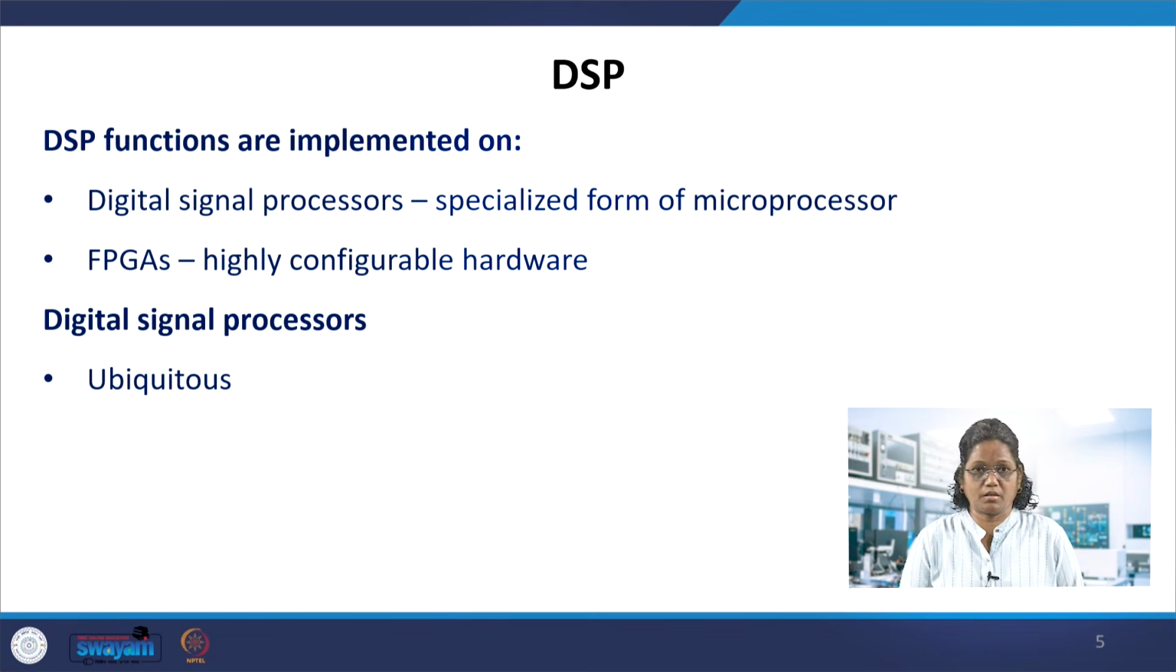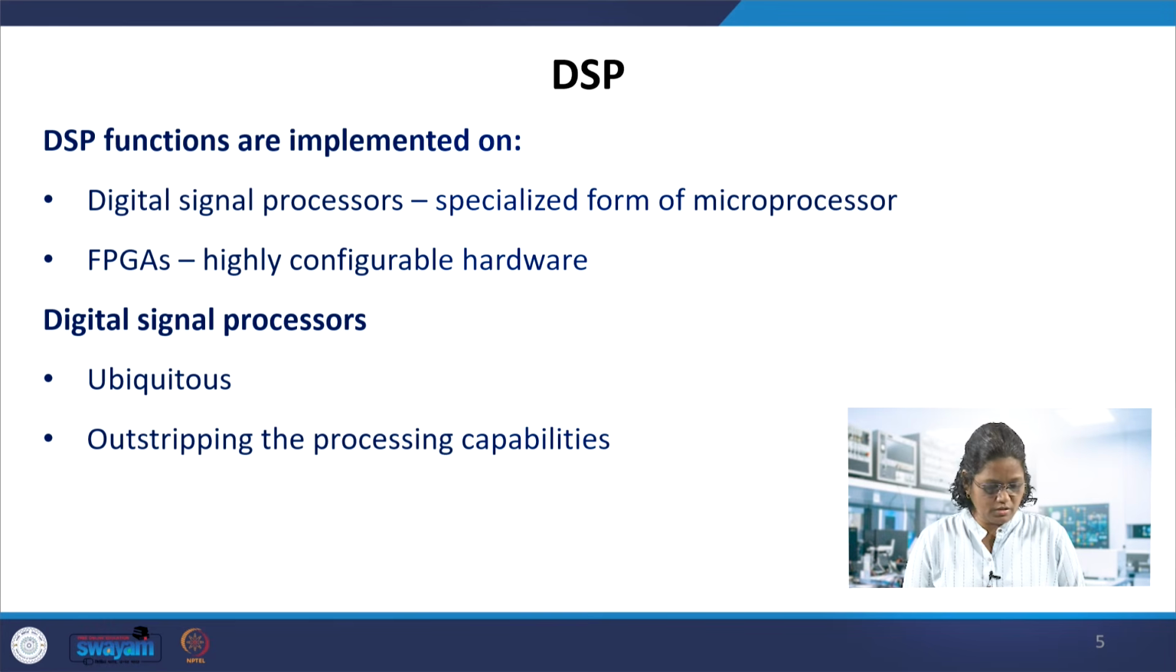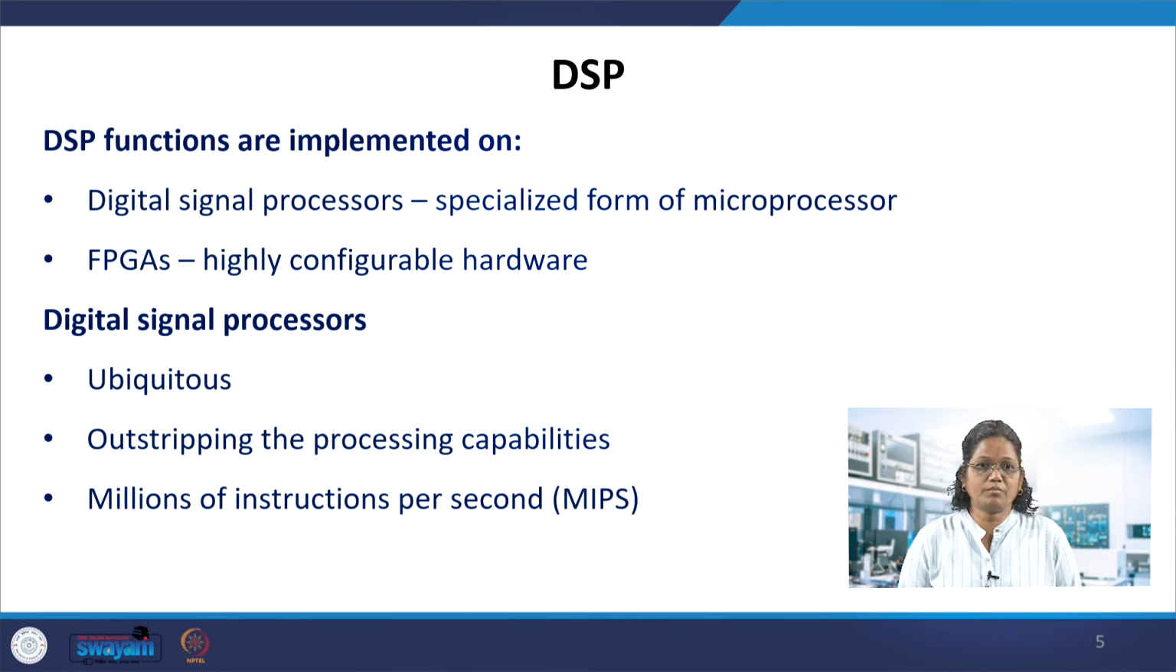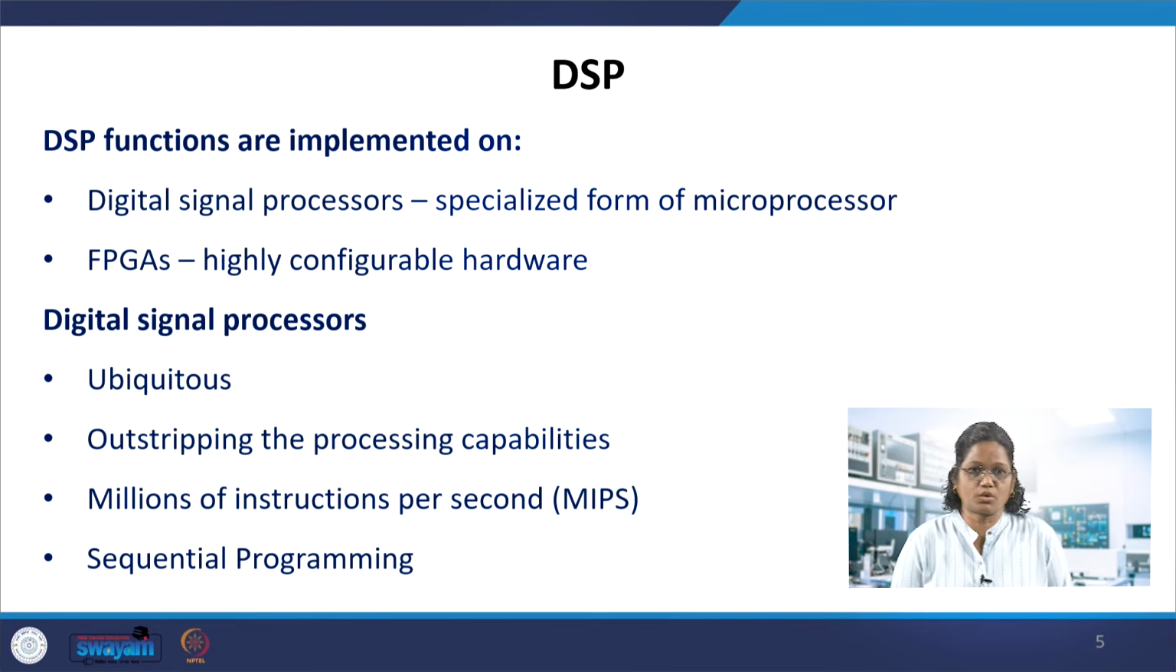The digital signal processor is very common; it is ubiquitous. It also has outstanding processing capabilities, measured in MIPS, millions of instructions per second. How many instructions per second the processor can process makes it unique. Also, it uses sequential programming, not concurrent programming.